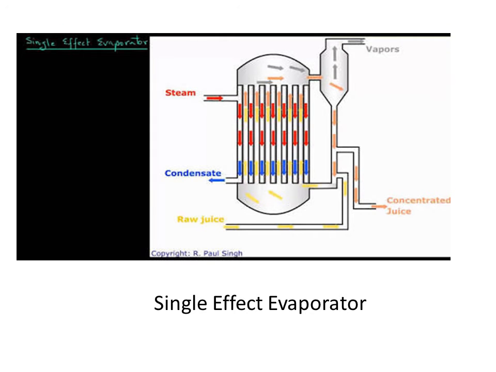You can see the diagram over here of a single effect evaporator, in which the heat is shown by the red arrows, while the yellow arrow shows the raw juice which is fed from the bottom. The orange arrow shows the concentrated juice collected at the bottom, while the gray arrow shows the water vapors present in the juice which have been removed from the top of the condenser.